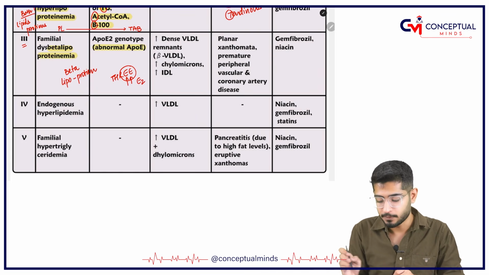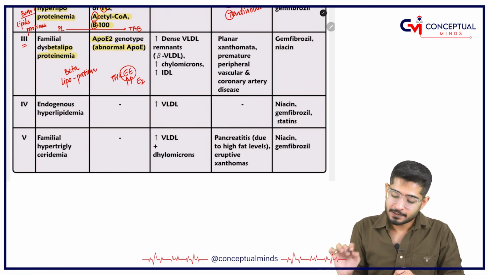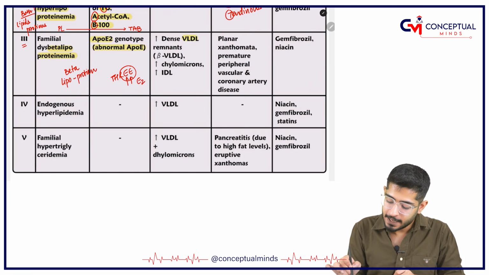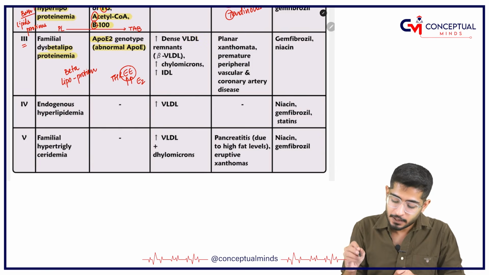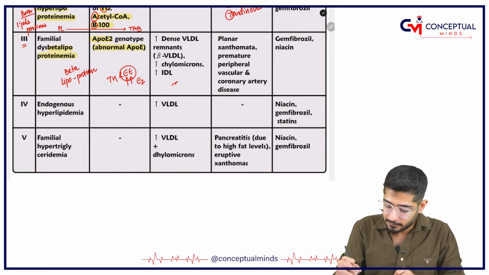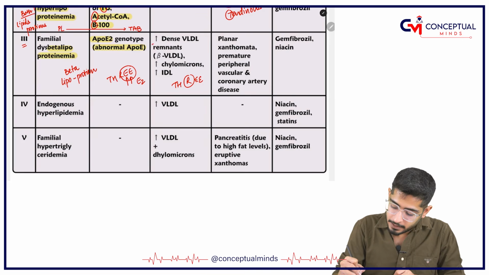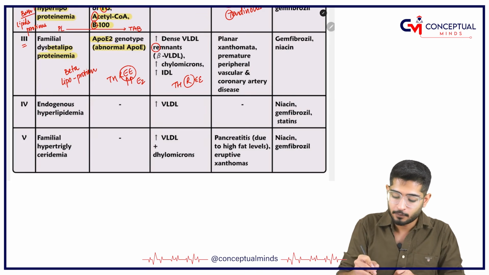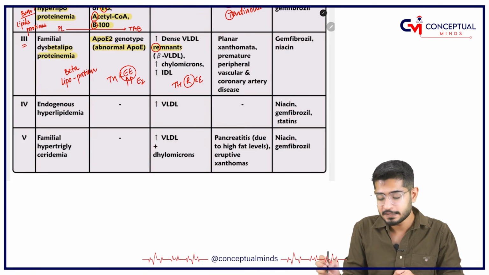ApoE2 is abnormal. Okay, and what is happening in 3? So remember VLDL is going to increase. Actually in 3, you have to remember the most important thing. Okay, I'll write once again 3, THREE. What is R? R for remnant disease. R for what, beta? R for remnant disease. So all the remnants are going to be increased.